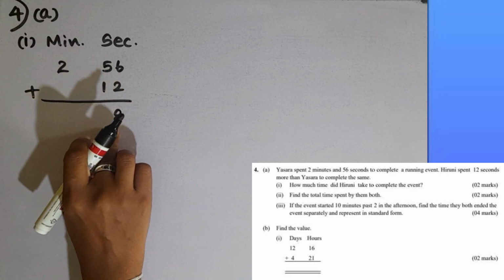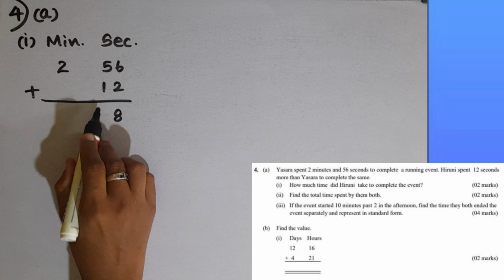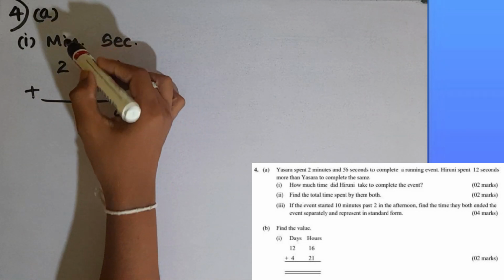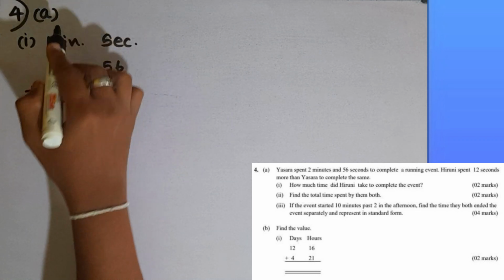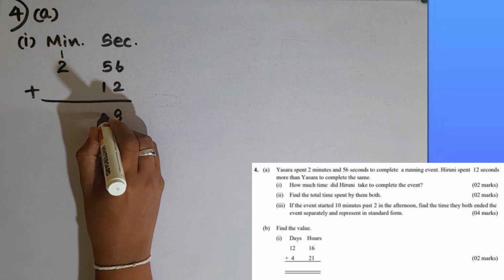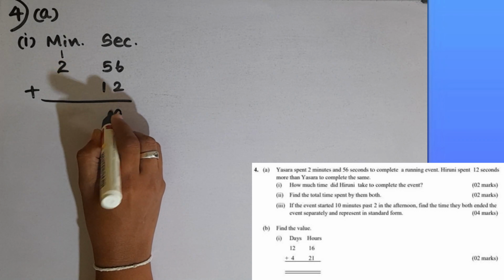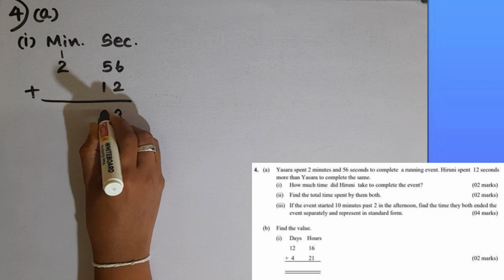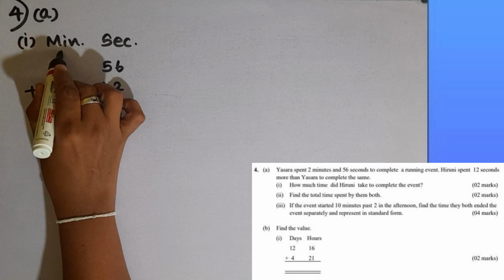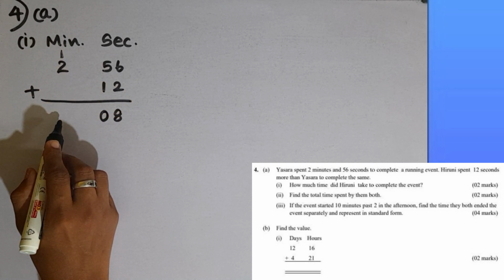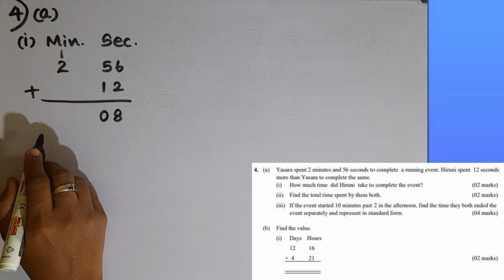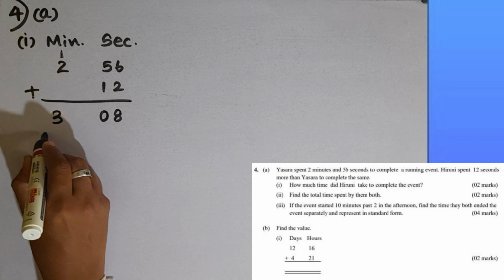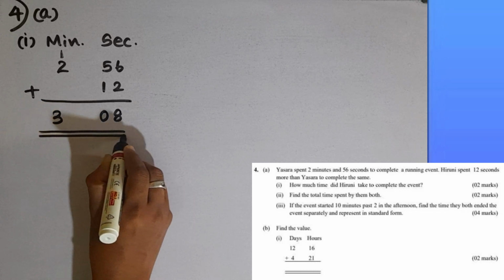We can't keep 68 here. The maximum time that can be written here is 59 because 60 seconds equal 1 minute. We have to take 60 seconds to the minute side. Then the remaining here is 8 seconds. So what is the answer in this one? Now, the total time is 3. So 3 minutes 8 seconds is the answer.